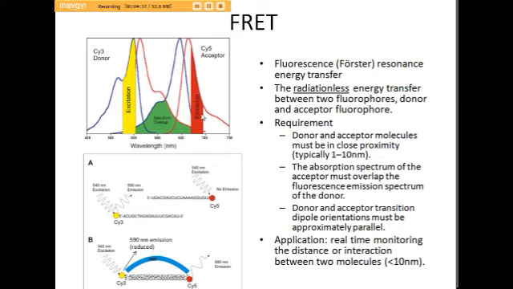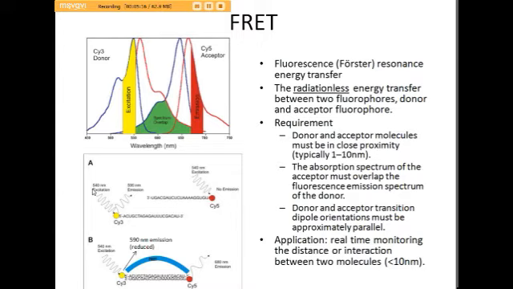For FRET to occur, it requires three requirements. First, the donor and acceptor molecules must be close enough to each other. The distance must be less than 10 nanometers, generally within 1 to 10 nanometers. So this is a distance requirement. The second is the spectral requirement. That is, the absorption spectrum of the acceptor must overlap the fluorescence emission spectrum of the donor.